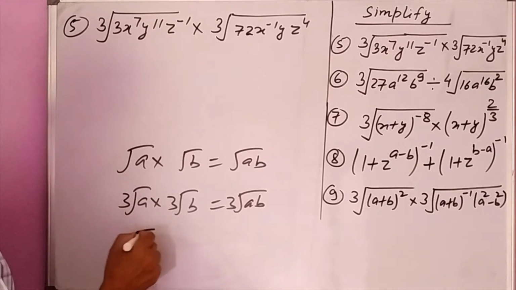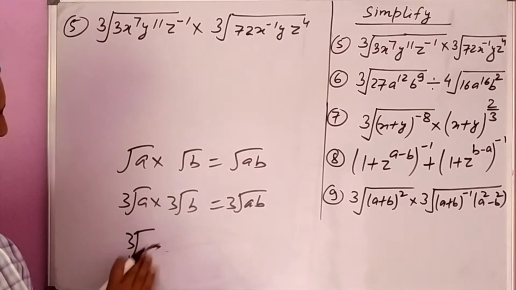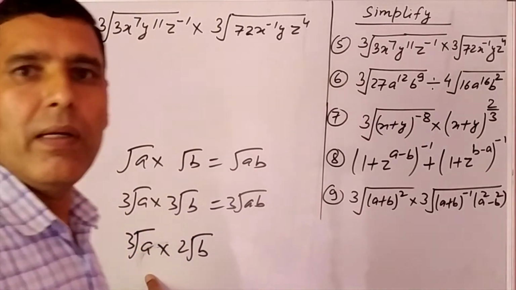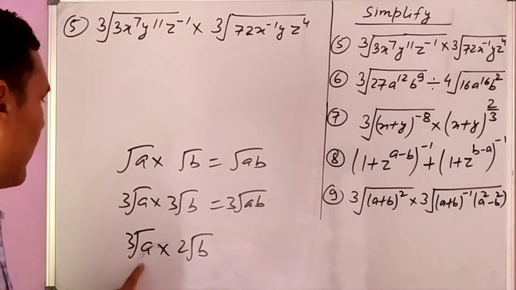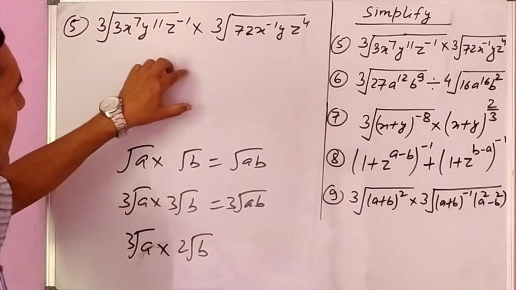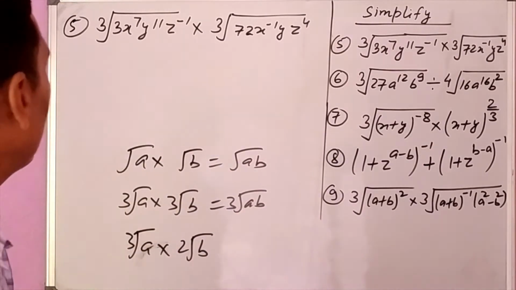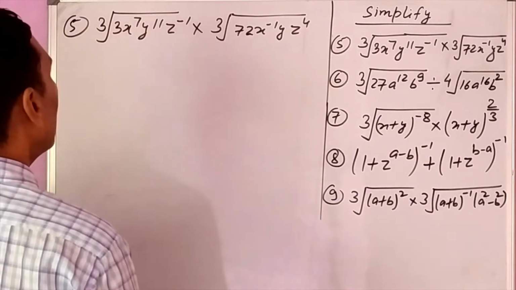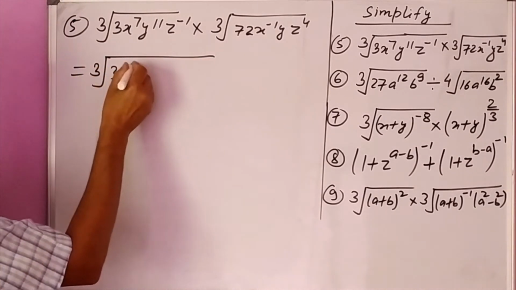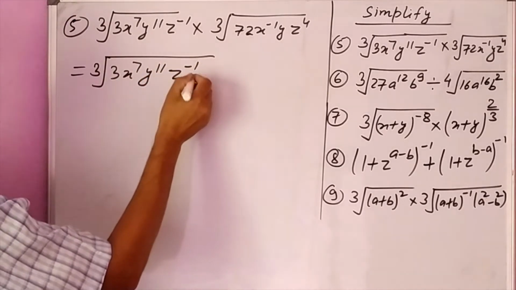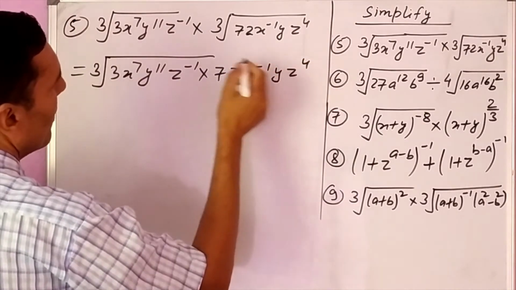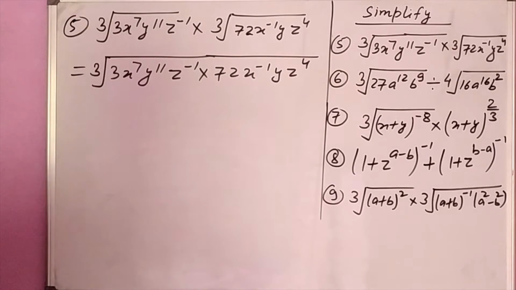But if the orders are different, cube root of a, and the square root of b, then they cannot be kept inside the same radical sign because they have different orders. The first root has the order 3, the second root has the order 2. We can keep these radicands within the same root only when the roots have the same order. So this can be written as the cube root of 3 x to the power 7 y to the power 11 z to the power minus 1 into 72 x to the power minus 1 y z to the power 4 within the same root sign.